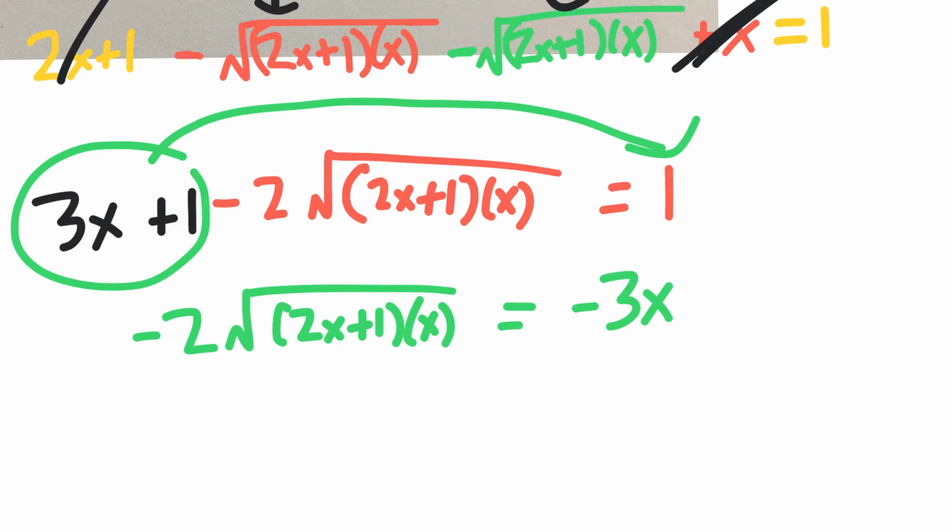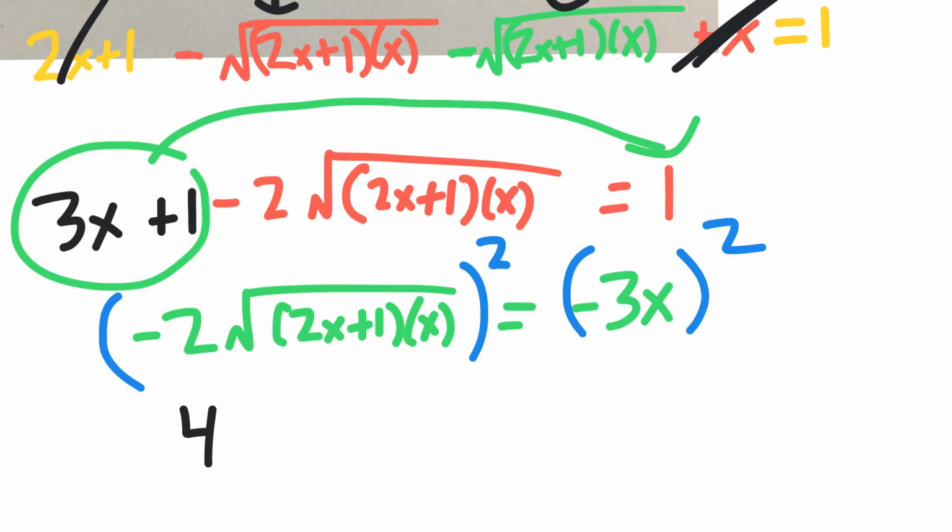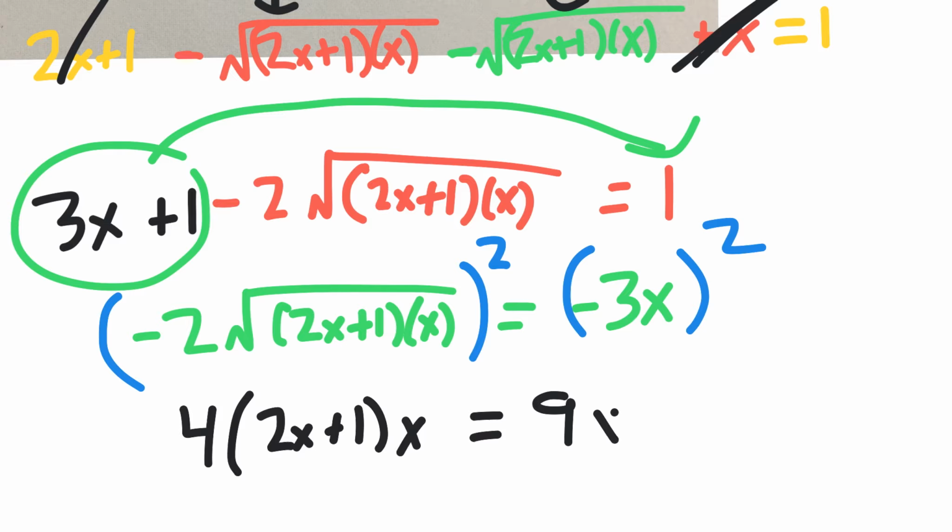Now I want to get rid of that radical, so I need to square both sides. Negative 2 squared is 4. What happens when we square a square root? Those cancel, so that leaves me with just what was underneath the square root: 2x plus 1 times x is equal to negative 3 squared, which is 9, times x squared.